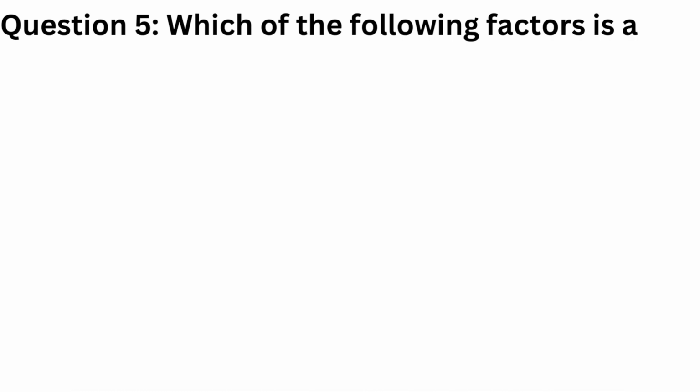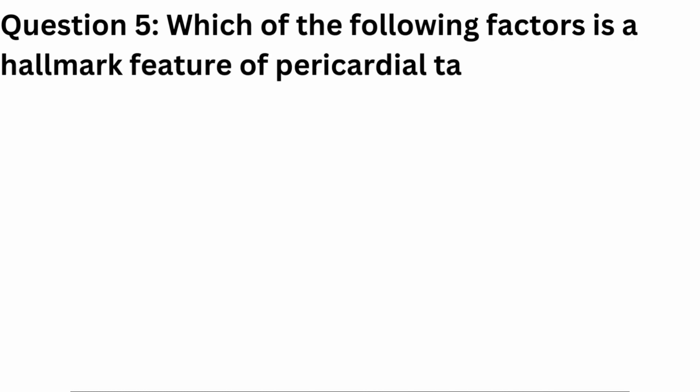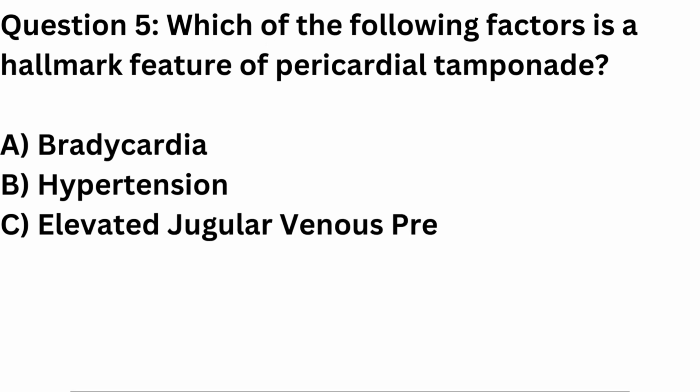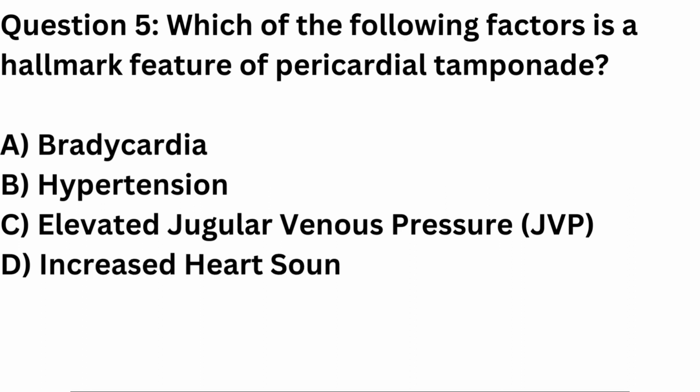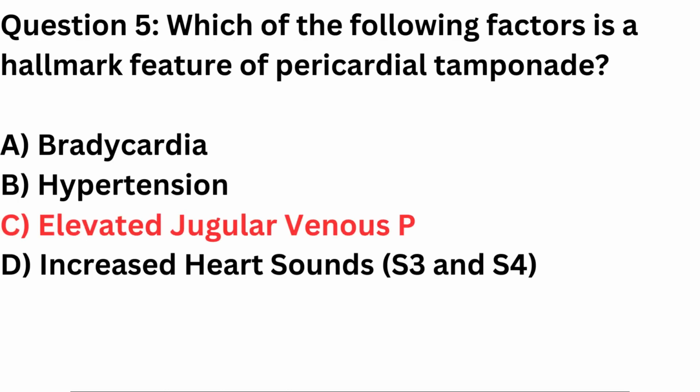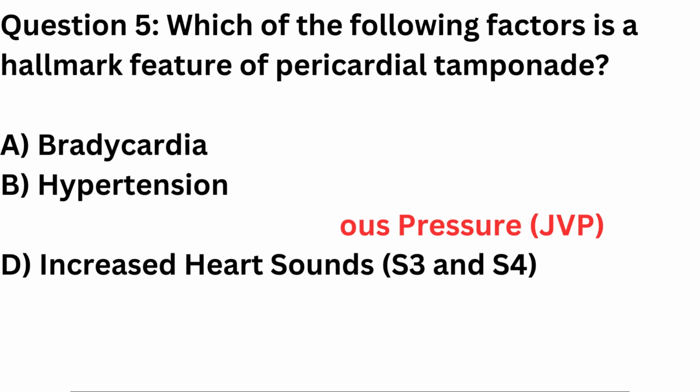Question 5. Which of the following factors is a hallmark feature of pericardial tamponade? A. Bradycardia. B. Hypertension. C. Elevated jugular venous pressure, JVP. D. Increased heart sounds, S3 and S4. Correct answer is C. Elevated jugular venous pressure, JVP.